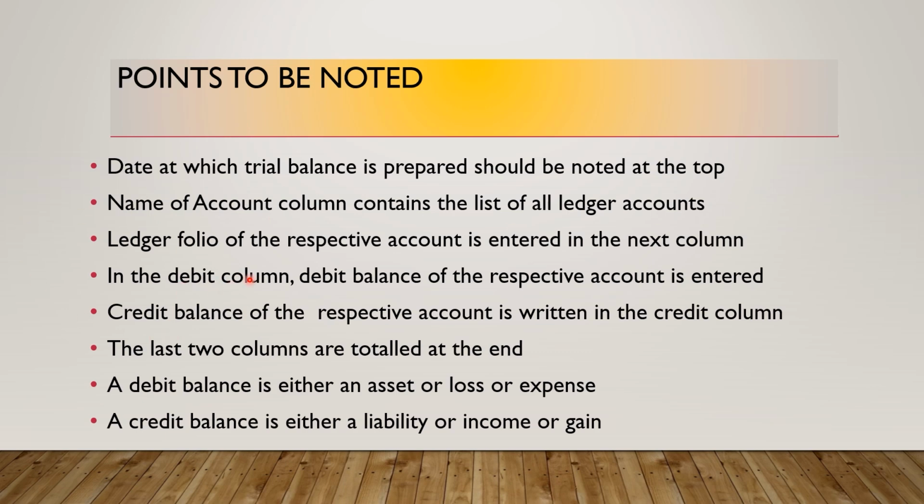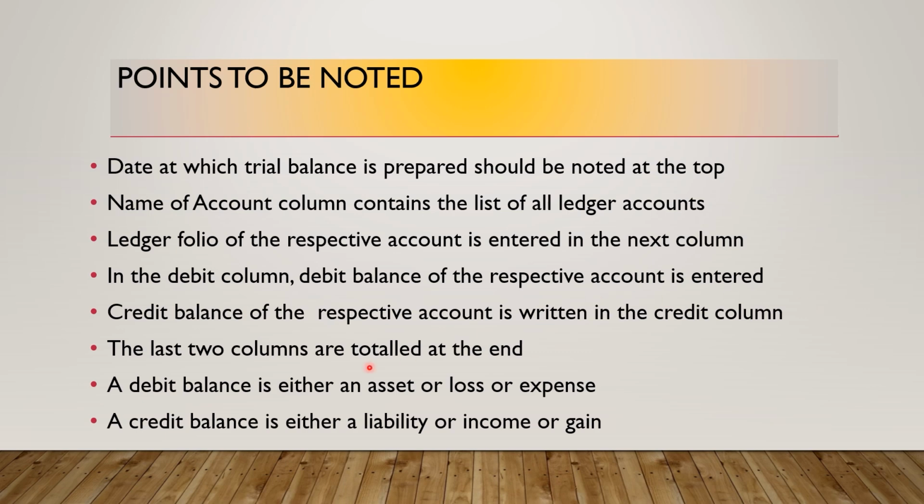The ledger folio of the respective account is entered in the next column. In the debit column, the debit balance of the respective account is entered, and the same is the case with credit balance. In case you have a credit balance, we'll be entering the amount in the credit column. The last two columns are totaled at the end, and when we total, debit balances and credit balances should match with each other. If they don't, then there is a possibility that there are some errors.